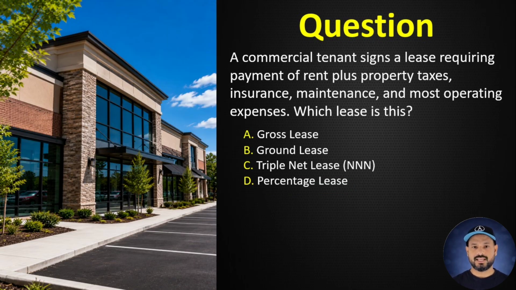Question number 48. A commercial tenant signs a lease requiring payment of rent plus property taxes, insurance, maintenance, and most operating expenses. Which lease is this? B. Ground lease. C. Triple net lease, NNN. D. Percentage lease. Correct answer, C. Triple net lease, NNN. Triple net leases require tenants to pay rent plus taxes, insurance, and maintenance.